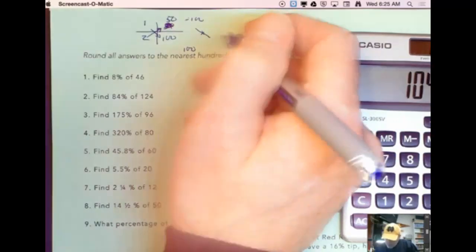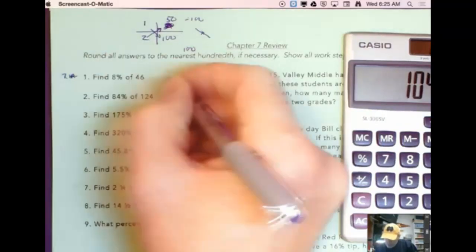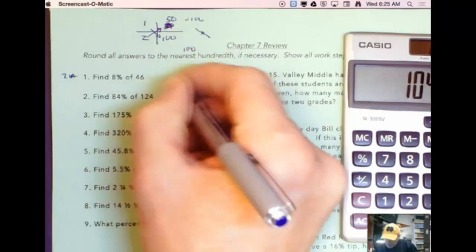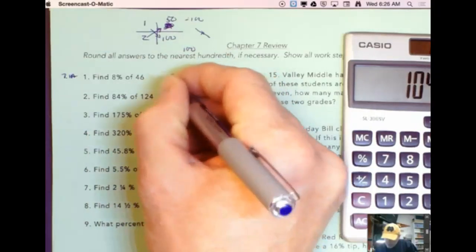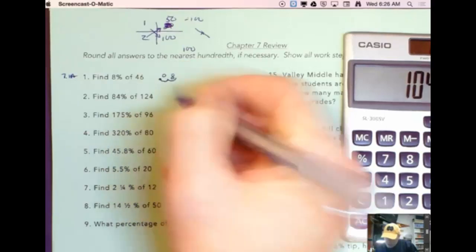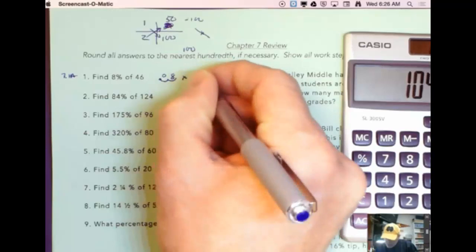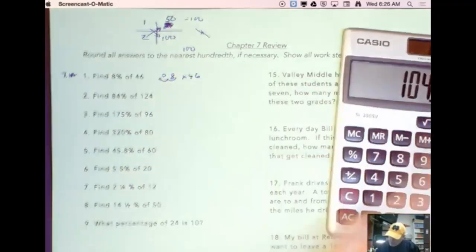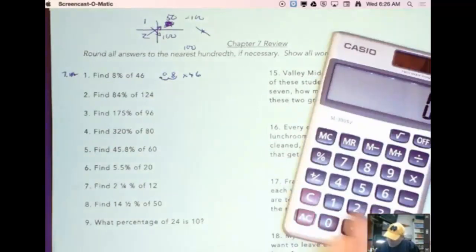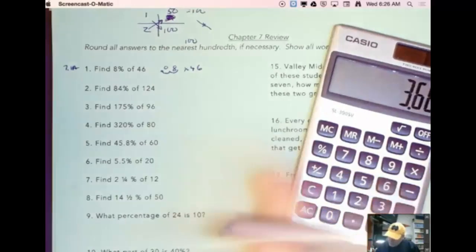All right. This first target today is 7.1a. And the important part about this one is many of you will forget that the decimal for 8% is right here, and you have to move it 2 places to get 0.08. You multiply that times 46, and you will have your answer. Let me just clear that out, and I will tell you that 0.08 times 46 is 3.68.